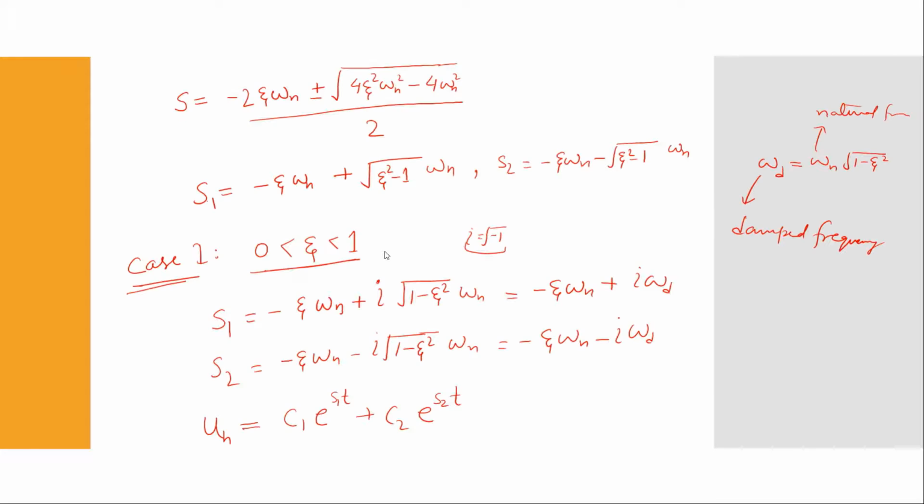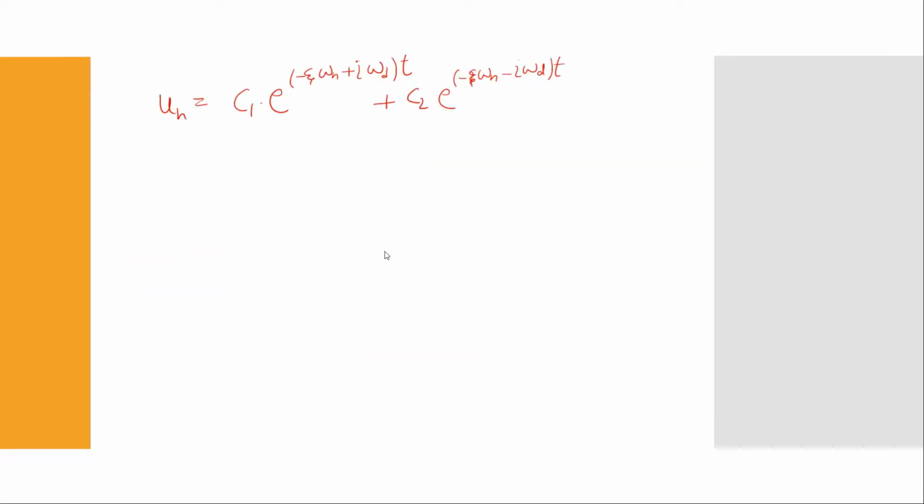So here let us see, yes, t is there, so s1t and t. Now we can write it as c1 into e to the power minus xi omega n t into e to the power iota omega dt, plus c2 e to the power minus xi omega n t into e to the power minus iota omega dt, and t is here also.